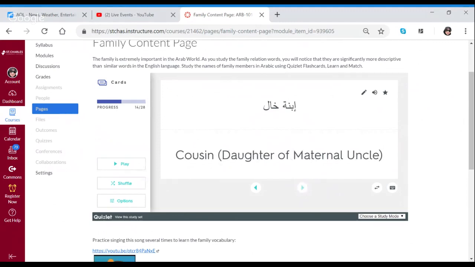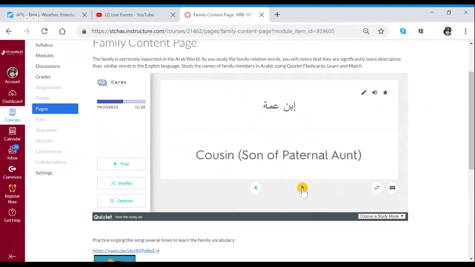Next, Ibnat Khal. Ibnat Khal is the daughter of a maternal uncle. You'll notice that the first word in this phrase is whether you're talking about a boy or a girl, and the second word has to do with which side of the family they're on, and also male or female, which we'll see later. So both of those components can change.